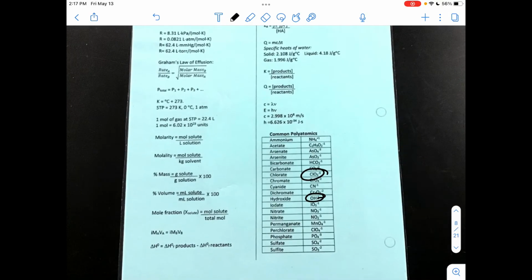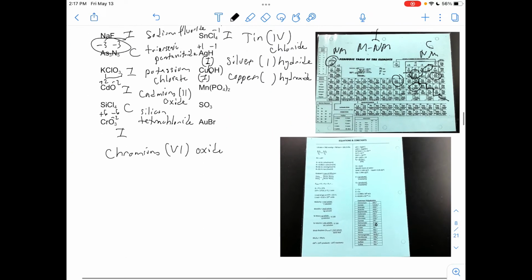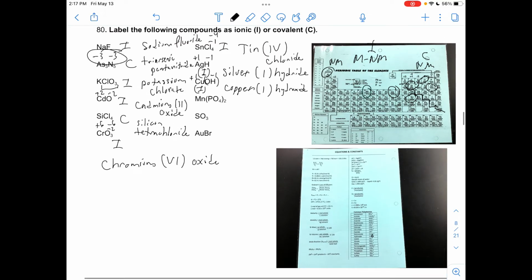There's a charge of -1 in that little corner right there. Right there is a -1. So -1, copper has to be +1. Copper 1 hydroxide. Okay, next Mn. Manganese is a metal. Basically, if you have at least one metal, it's going to be ionic. That's another way to put it.